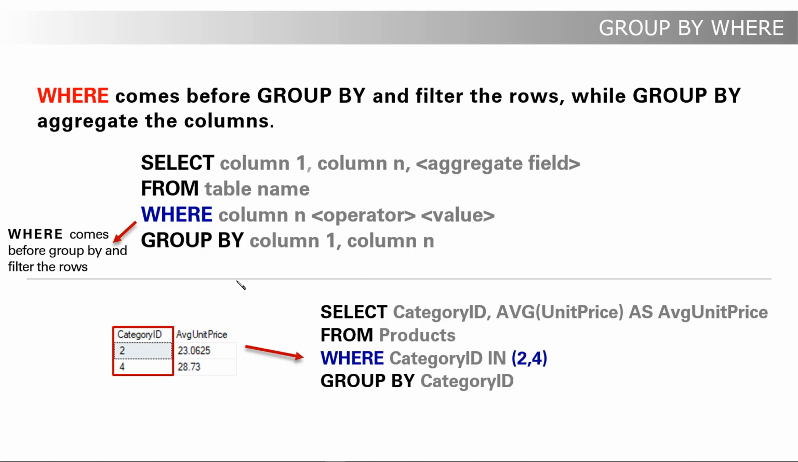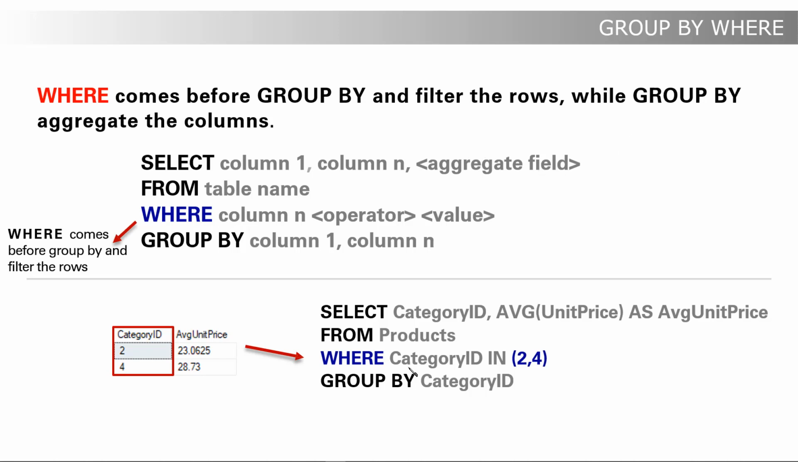If we look at this structure, we see that we have SELECT column 1 until column n, then comma, the aggregate field FROM the table name. If we use an aggregate field, we have to place GROUP BY for the columns that we want to group by. But before that, we can use WHERE in order to filter the rows that we want. So the WHERE operates on the rows and the GROUP BY operates on the aggregation.